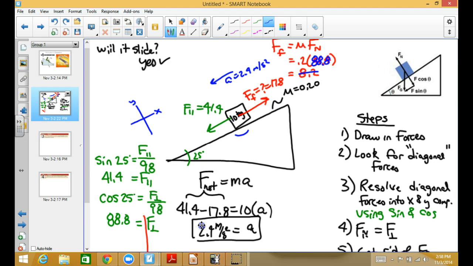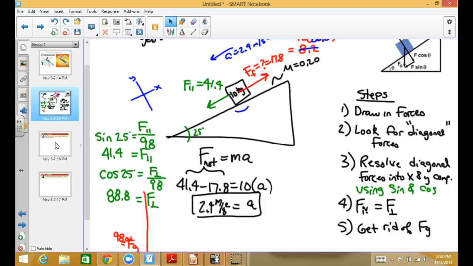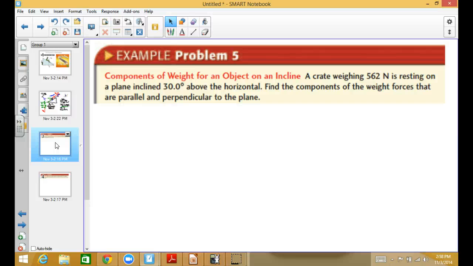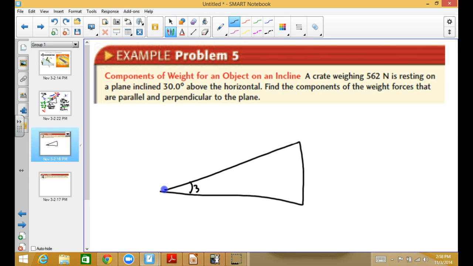So I know the book's got a couple more examples, and I'm not going to go through them because I felt like this example right here kind of hit both of those. It says a weight, it's 562 newtons, resting on an inclined plane of 30 degrees. So you know this is 30 degrees. That's the force of gravity. It wants to know the components that are parallel and perpendicular. So again, it's asking you to find this, which is perpendicular, and this one, which is parallel.